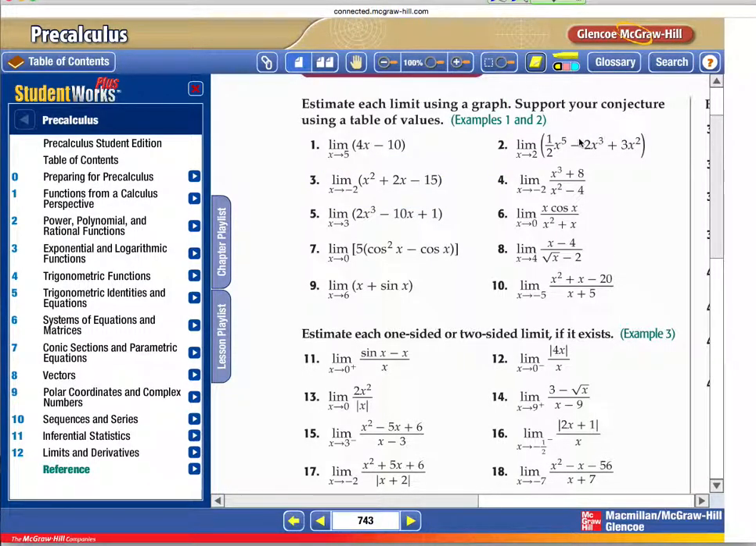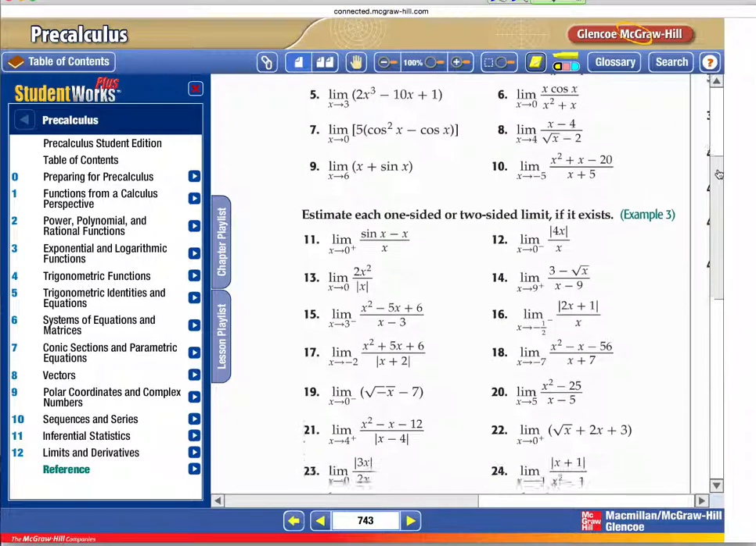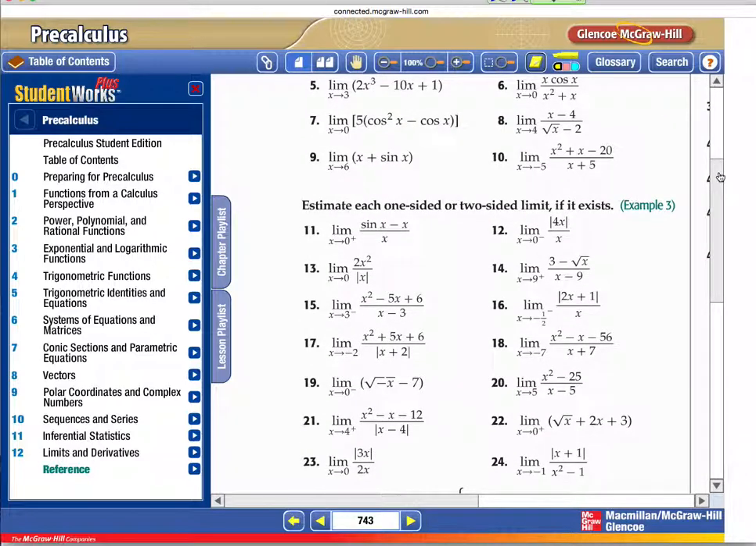Let's go to 11. We're going to try 11 next. And 11 has a little plus sign up there on that 0. We're going to ignore that right now. We'll get to that a little bit later. I'm not going to worry about that today.